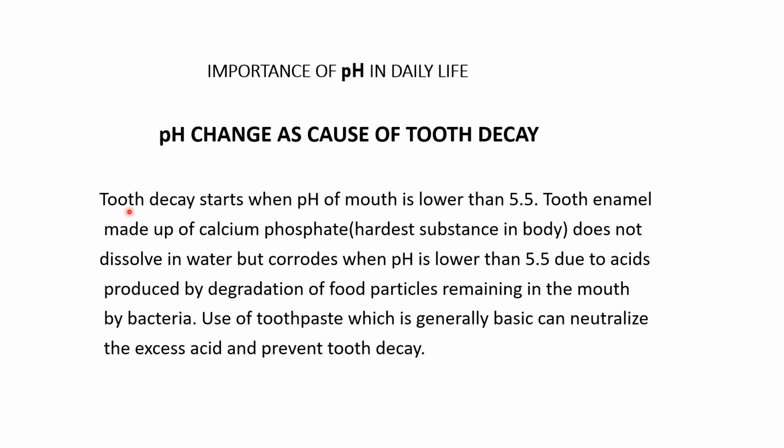Tooth decay starts when the pH of the mouth is lower than 5.5. Tooth enamel is made of calcium phosphate. This calcium phosphate is the hardest substance in our body and does not dissolve in water, but corrodes, or you can say dissolves, when the pH is less than 5.5, due to the acid produced by bacteria degrading food particles remaining in the mouth, especially at night time.